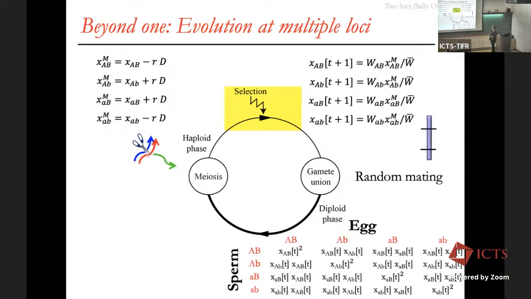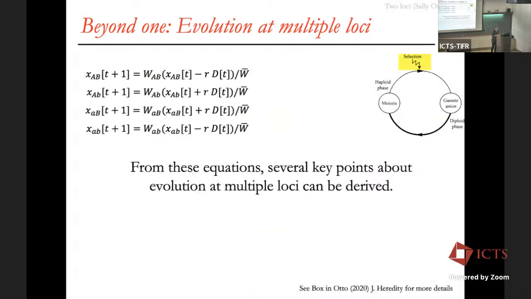Okay, now we're going to take them through selection. These are our four haploids. They witness selection given by these W's. And those would not sum to one, except that we divide by the mean fitness, which is the sum of those four types. And that ensures that they still sum to one, and it measures the mean fitness. So is everybody okay? It's just bookkeeping. But actually, these equations end up being pretty profound and helpful to understanding what's going to happen in evolution at two loci.